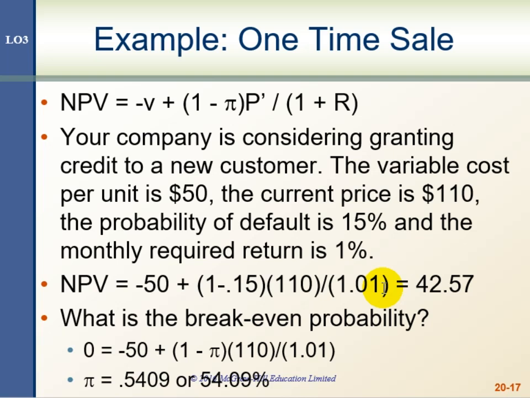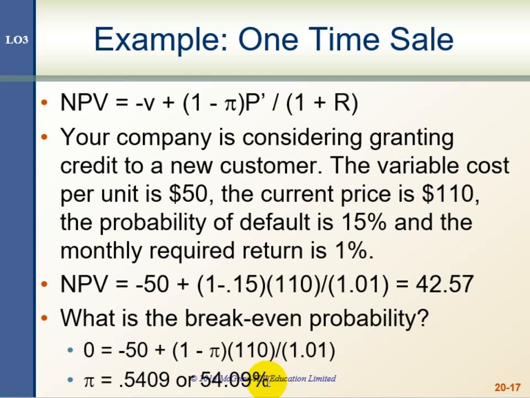So what would the break-even probability be? Well, if we set net present value equal to 0, and we made pi into an unknown parameter, then in this situation, we break even if we pay for the inventory, and 1 minus pi, the probability of not defaulting, times the $110 price, discounted for 1 period. We just solve for pi, and I'll leave that to you as an exercise because I suppose I could do it in Excel or something, but I don't have Excel set up right now. But if you did the calculation, it turns out that pi would be 54.09%. 54.09% is the probability of default.